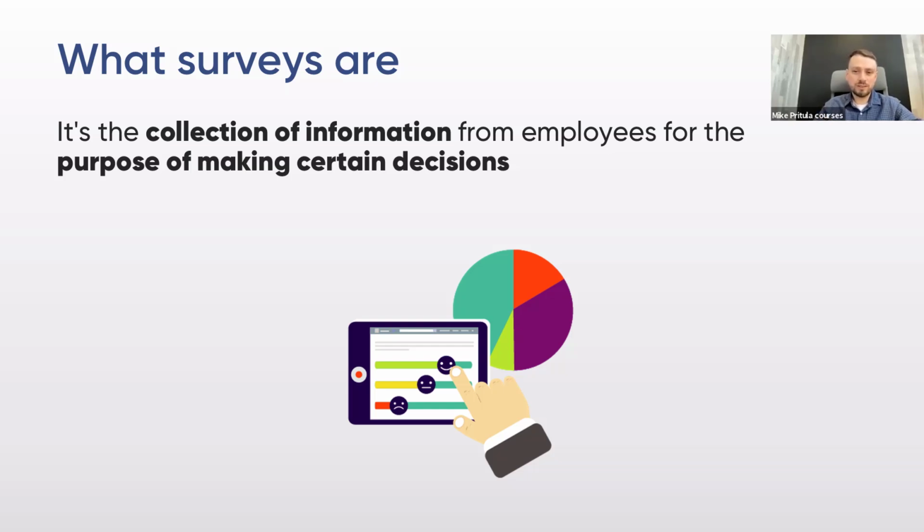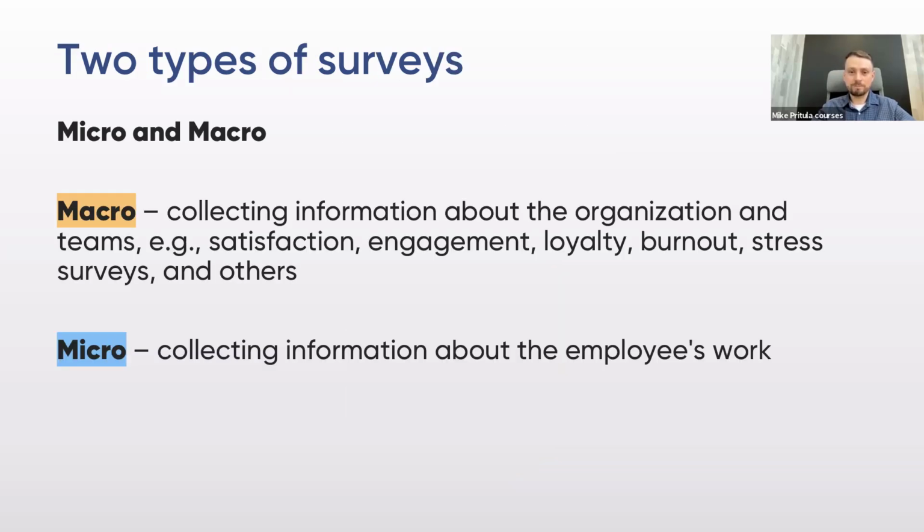Let's move on. Surveys generally come in two types, micro and macro. Macro is when information is collected from employees on general issues concerning the entire company or team: overall satisfaction, engagement, loyalty, burnout, stress. And a micro survey is one that is conducted about a specific employee.